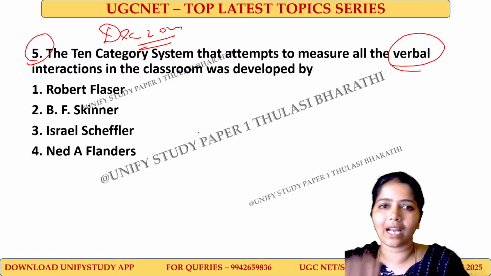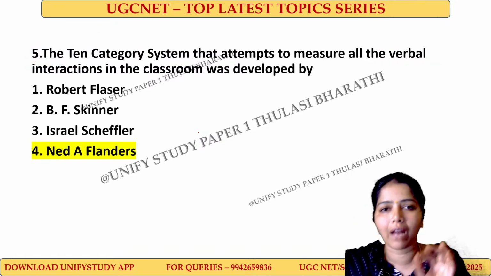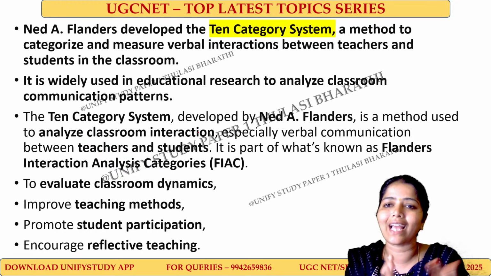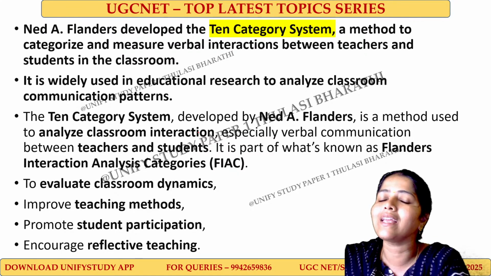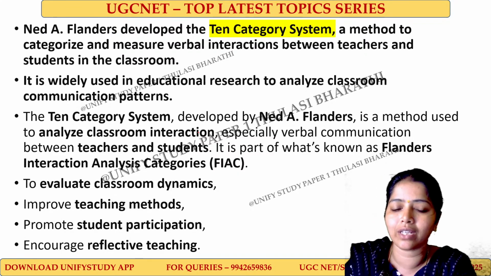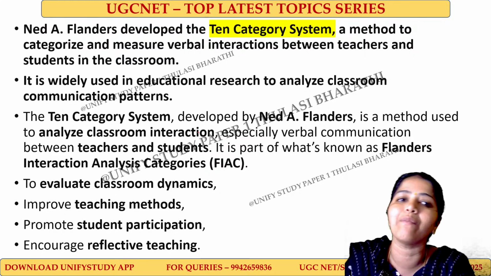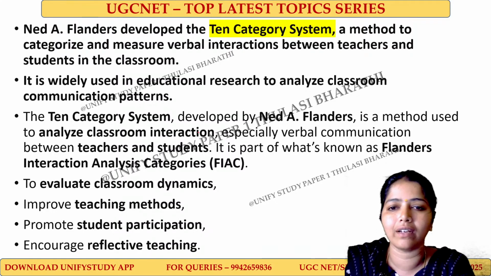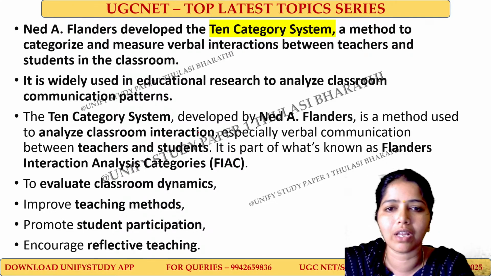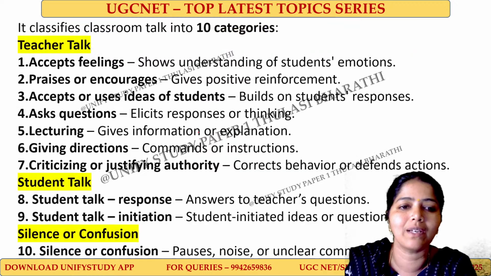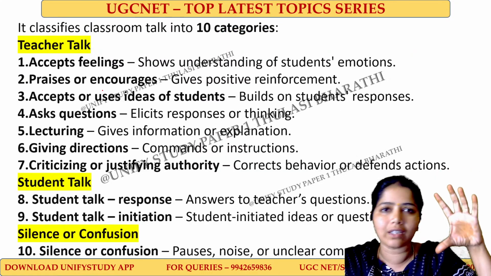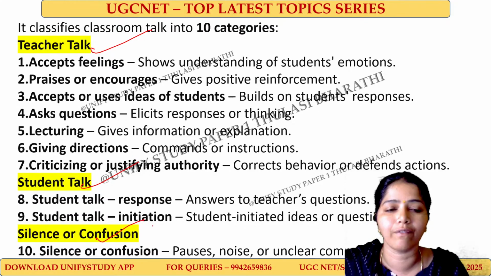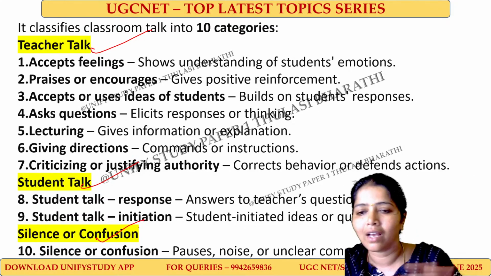Very good. The right answer for this question is Ned A. Flanders. So who is Ned A. Flanders? He developed this concept of the 10 category system to understand what has been happening in classroom communication, the interaction between student and teacher, how it can be improved. It is mainly meant for educational research. Here the 10 categories are the teacher's talk, students' talk, and silence or confusion, and under these categories it has been separated.